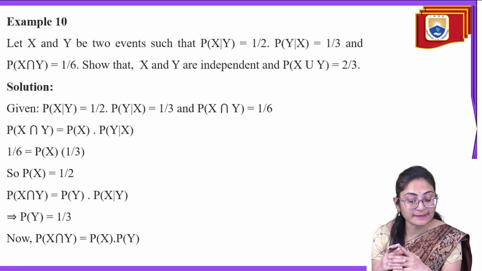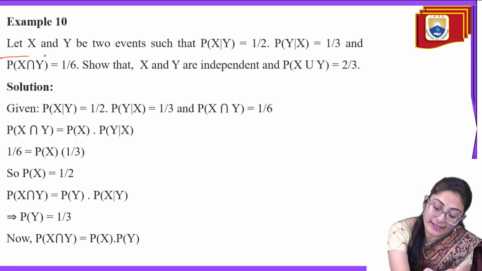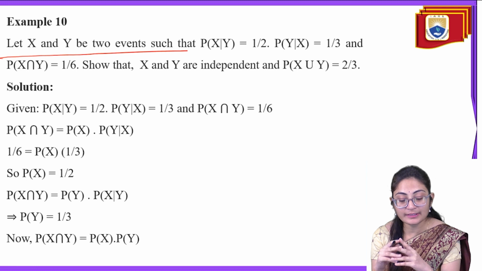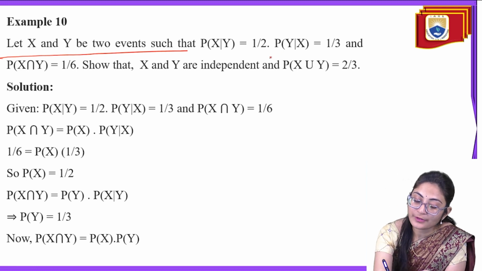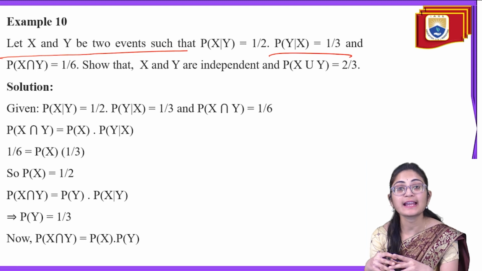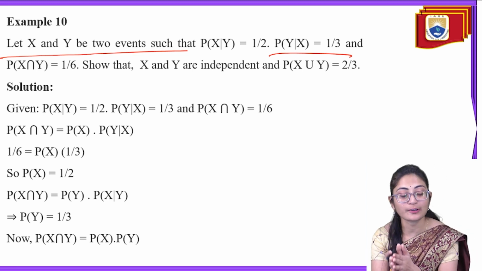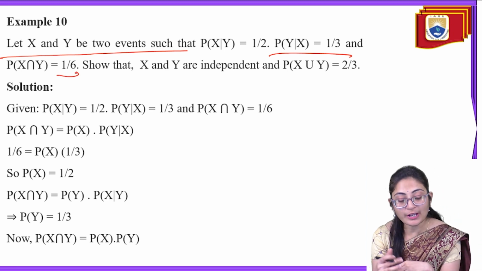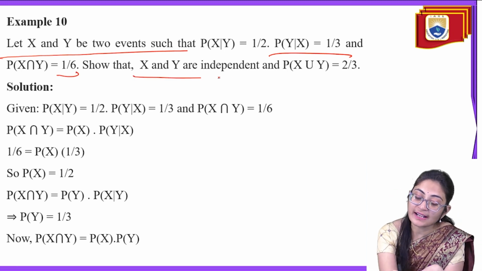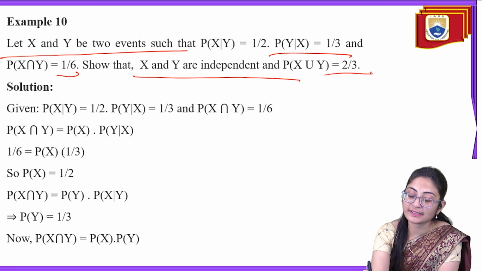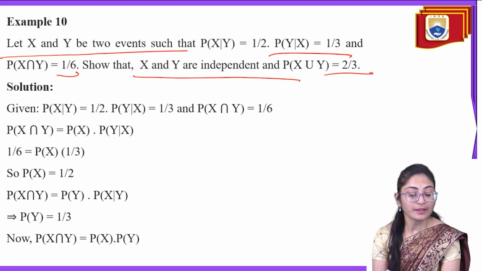Now next question is that let X and Y be two events such that P of X is equal to 1 by 2, P of Y given X is equal to 1 by 3, and X intersection Y, or X and Y, is 1 by 6. Now we have to show that X and Y are independent and the X or Y value is 2 by 3.